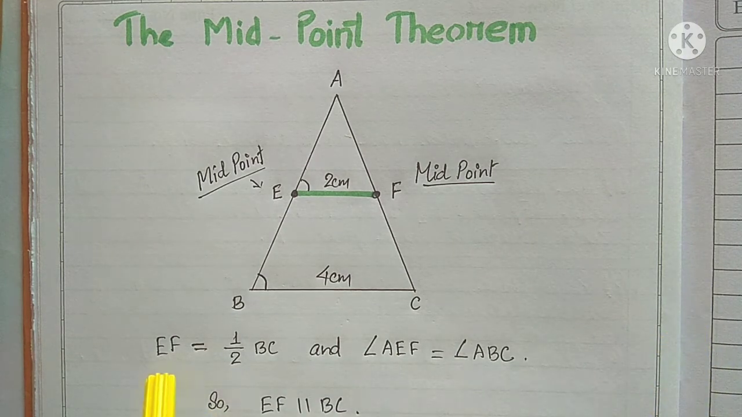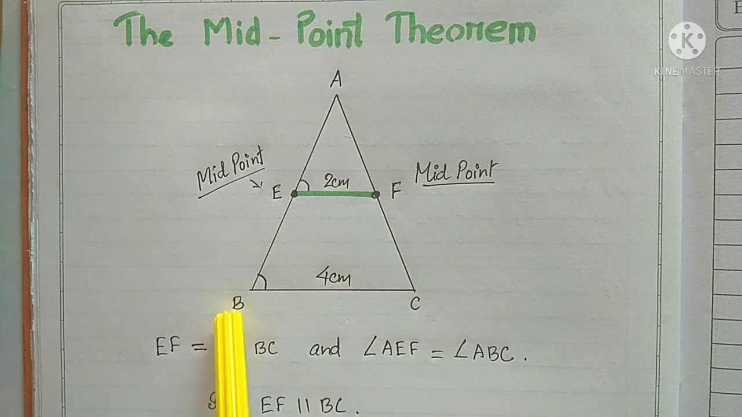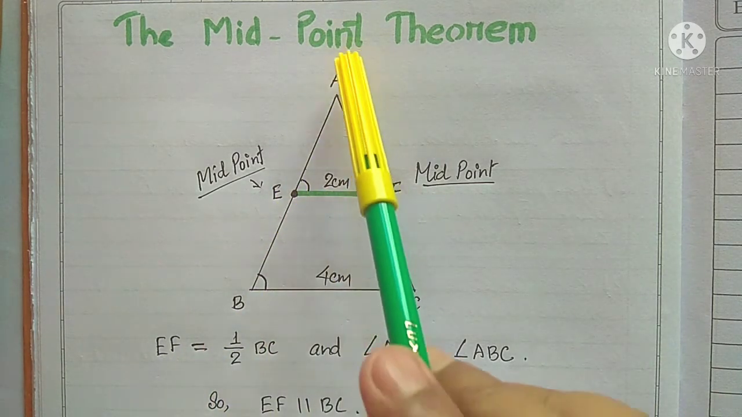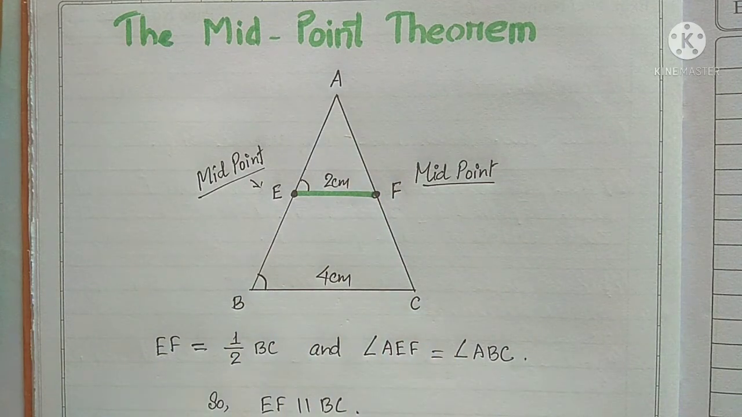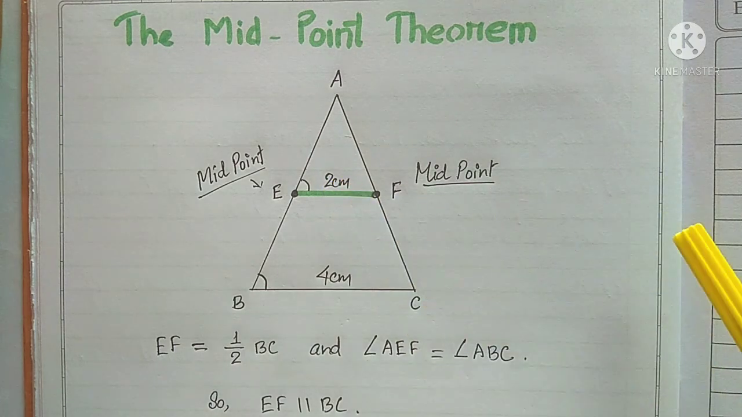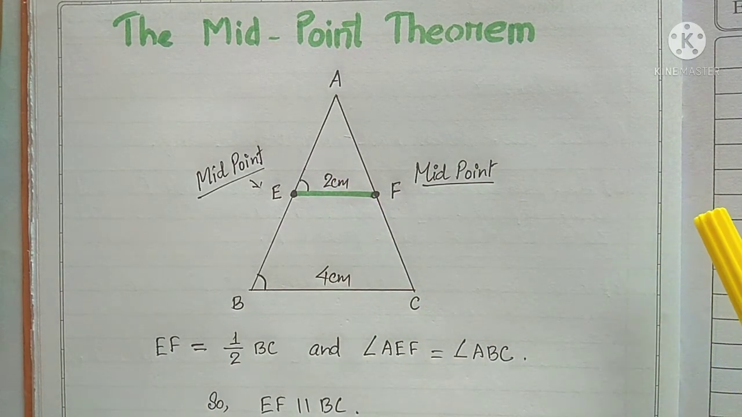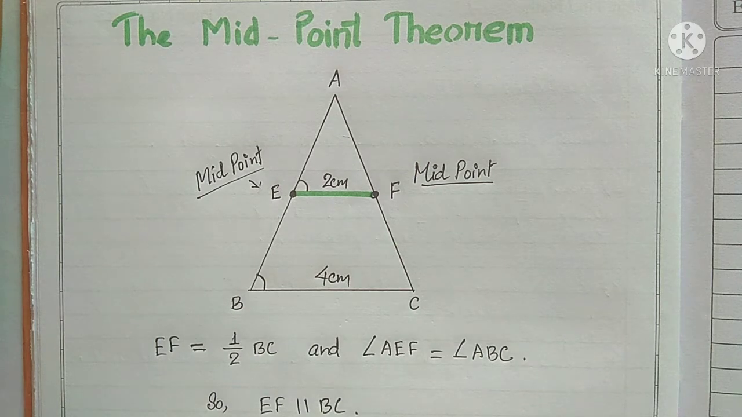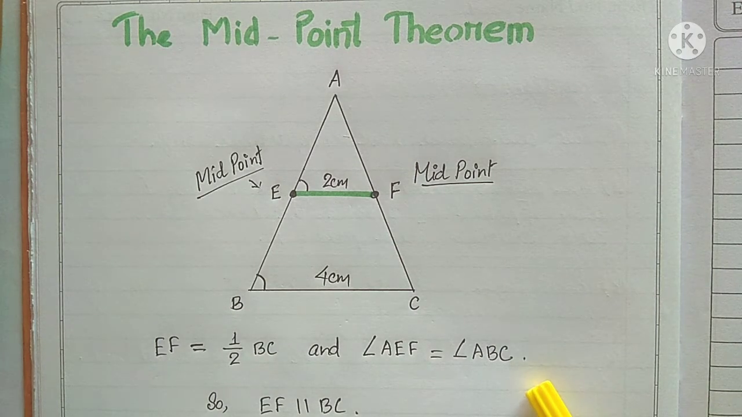So that means here, if EF equals half of BC, this is the midpoint condition, and angle AEF is equal to angle ABC, if we get these two conditions, then from here easily we can say EF is parallel to BC. Is it clear? This is the condition of the midpoint theorem. So practically, with the help of an example we considered this, and now here is the diagram.